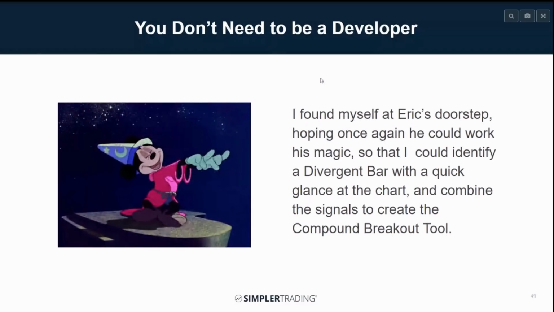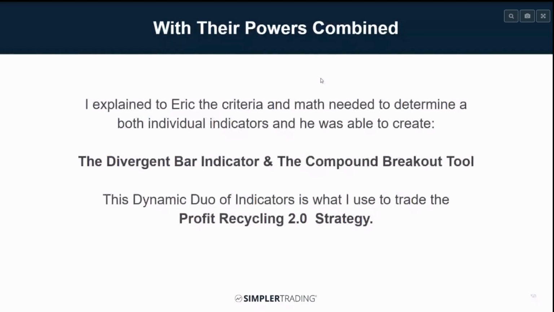hoping he could work his magic so that I could identify a divergent bar with a quick glance at the chart. And I could combine all the signals and the studies that I like to create that compound breakout tool so I could leave my charts less cluttered and a little bit more organized. So I explained to Eric the criteria and math needed to determine both individual indicators, and he was able to create the divergent bar indicator and the compound breakout tool.